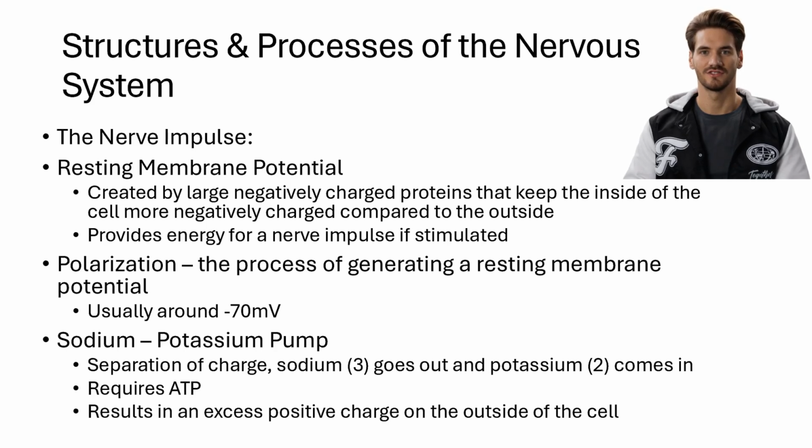This section of the nervous system focuses on how neurons communicate using electrical signals called nerve impulses. A nerve impulse is not electricity in the way a wire conducts current, but rather a controlled movement of ions across a cell membrane. The neuron structure, particularly the axon, allows this signal to move rapidly over long distances. Everything we're about to discuss builds toward understanding how these impulses begin, travel, and are transmitted to the next cell.